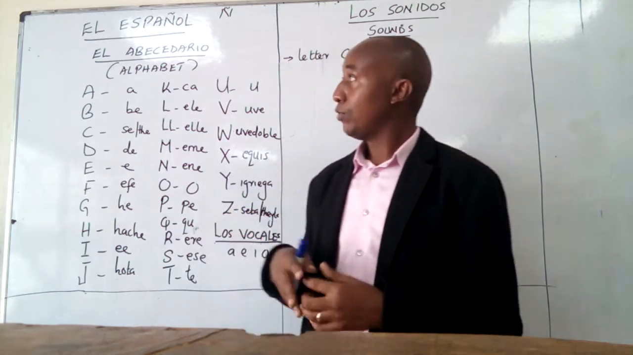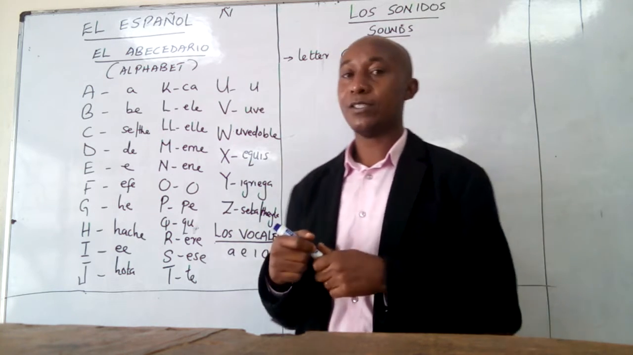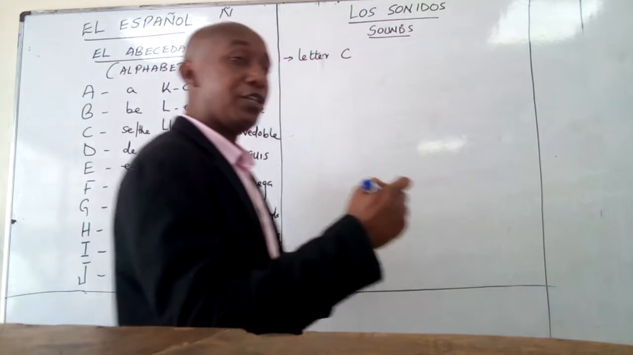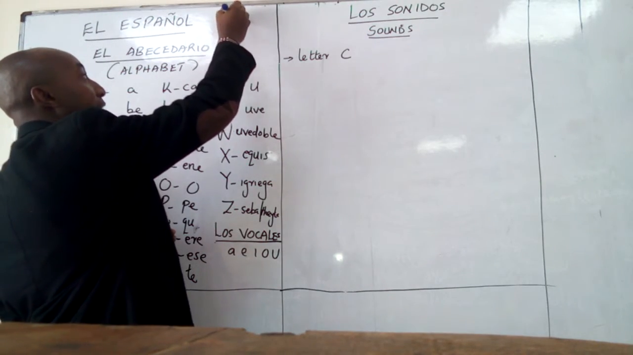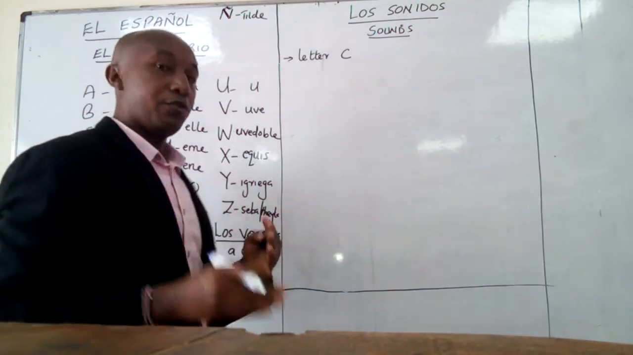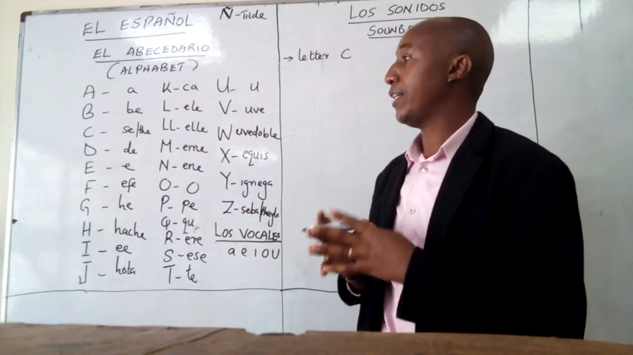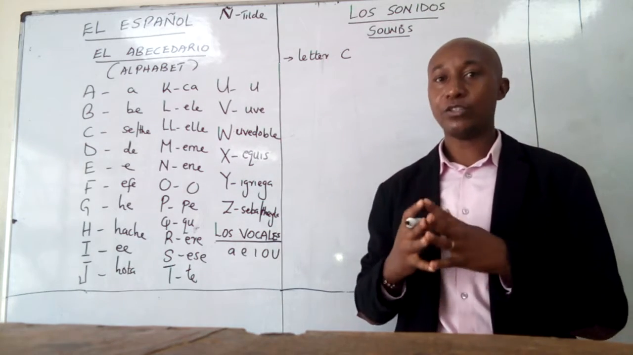So today, I want us to look at what we call Español. Español is what we call Spanish. And the reason why we call it Español is because of this N that has this mark on top, which we call a tilde. So that tilde gives it what we call the NY sound, like in Swahili. That's why we say Español, but not Espanol.